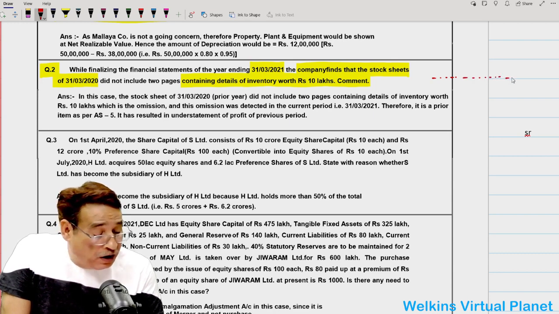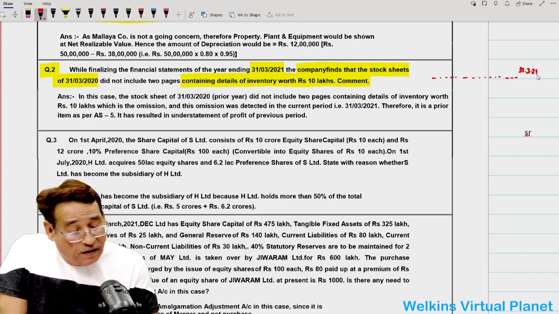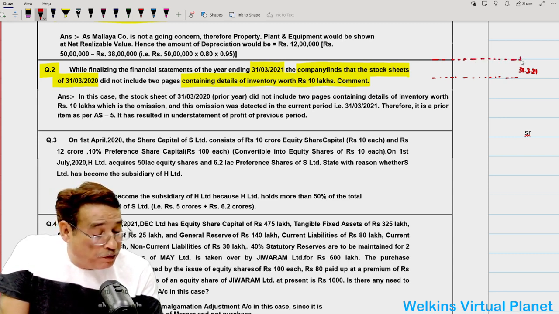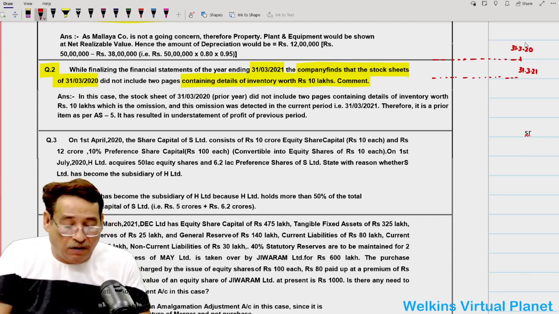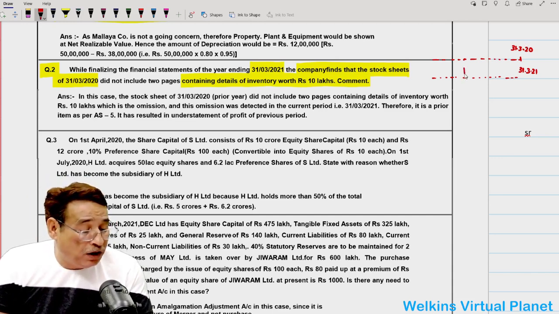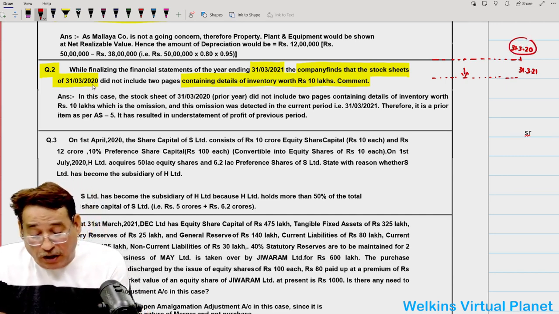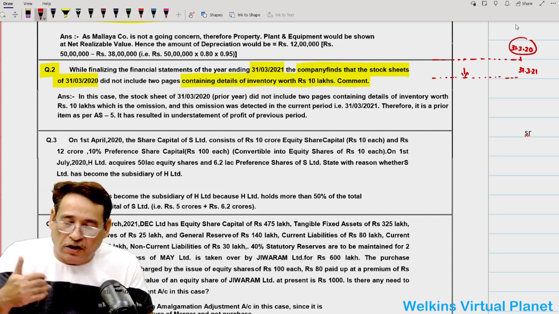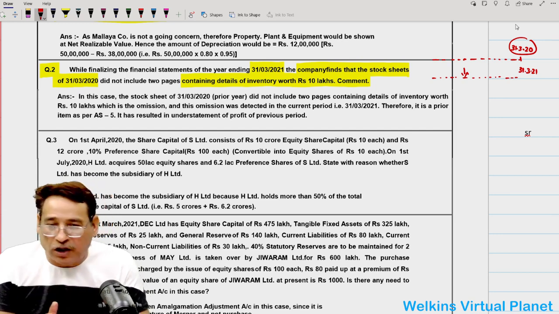In the current year, your current year is ending on 31st of 3, 2021, correct? In the current year, you found out that valuation of stock as on 31st of 3, 2020 is incorrectly done. You found out on 31st of 3, 2021 that valuation of stock on 31st 3, 2020 is not done correctly because two sheets which contain the details of the valuation of the inventory, you did not take into account.